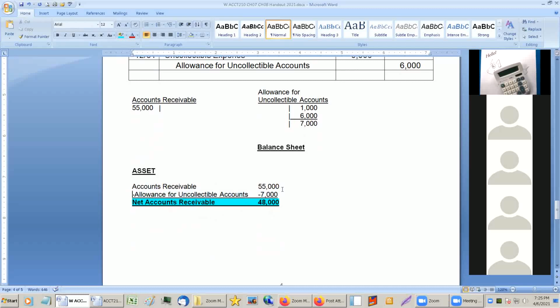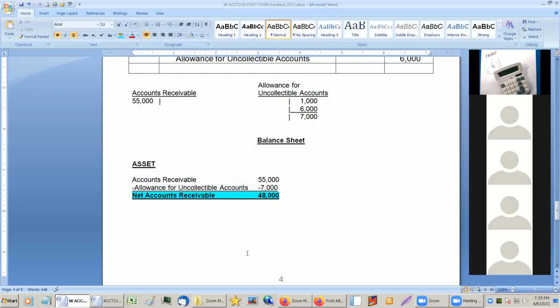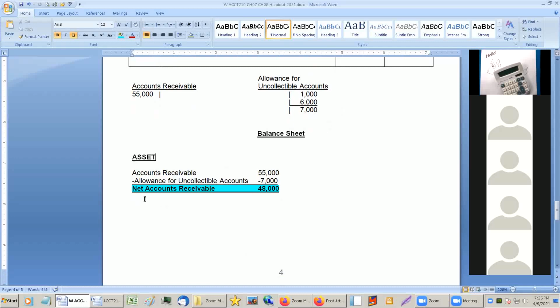Why? Because we think that 7,000 of it is not going to be collected. We don't know who it is, but we are estimating that 7,000 will not be collected. So this is really the value of our accounts receivable.